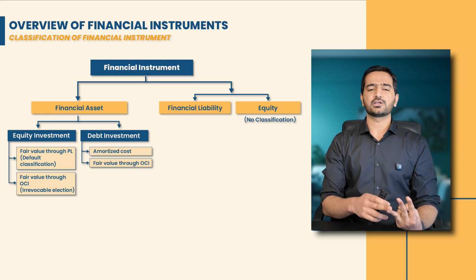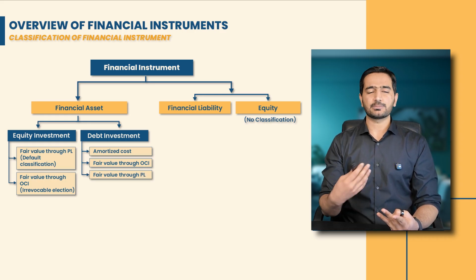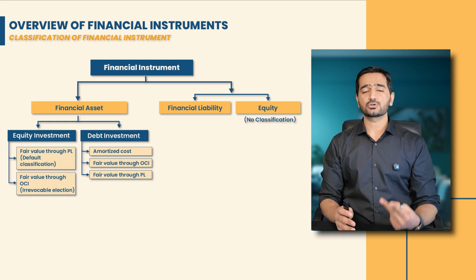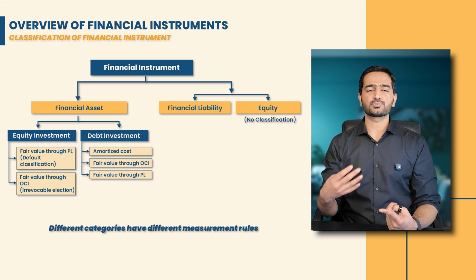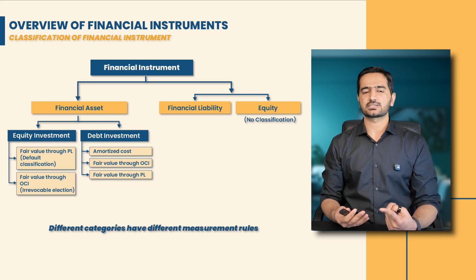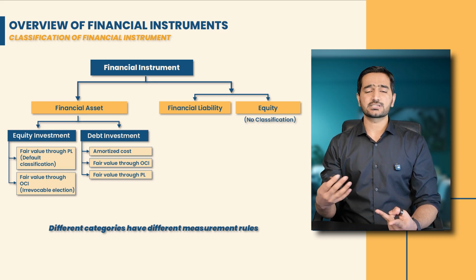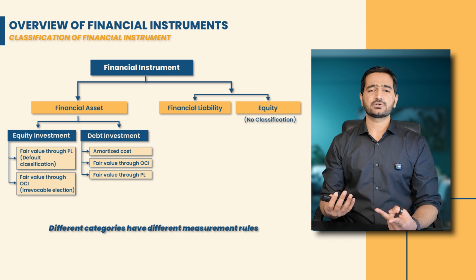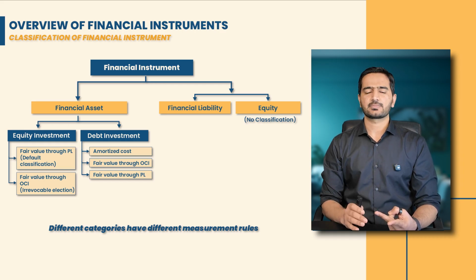And number three is fair value through profit and loss. Now, how do you decide which option applies? That depends on two tests. First, the entity's business model test, that is how the entity manages the financial asset. And second, the cash flow characteristics of the instrument, specifically whether the contractual cash flows are solely payment of principal and interest. We call this the SPPI test.